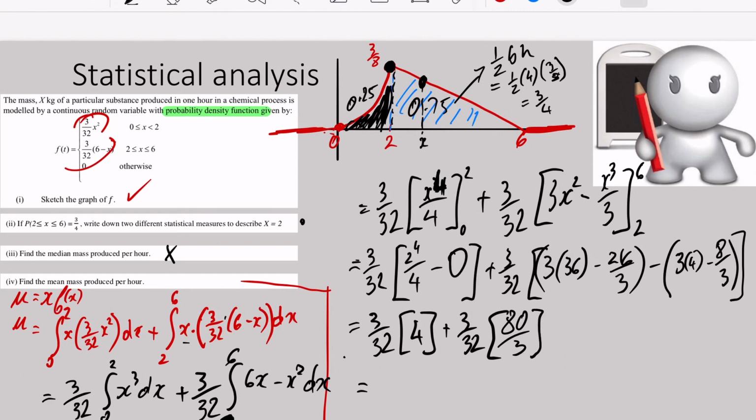Okay, evaluate both of these, you're going to get mu is equal to 2.875. All right.